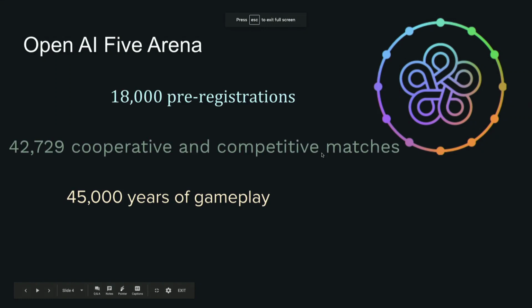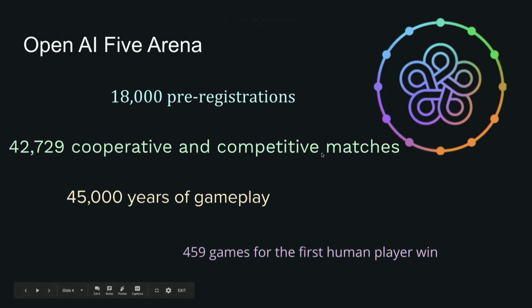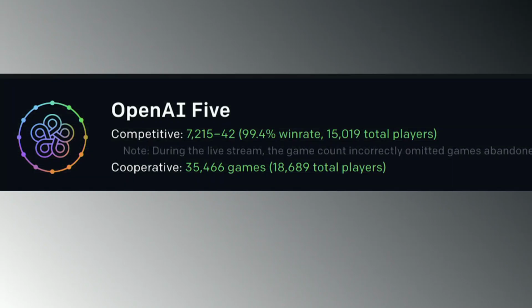Okay, so 45,000 years of gameplay in total, 18,000 pre-registrations. It played a total of 42,000 games against humans, and it took 459 games for the first human win to occur. All right, so here were the finals for that. It won 7,215 matches to 42, a 99.4% win rate.